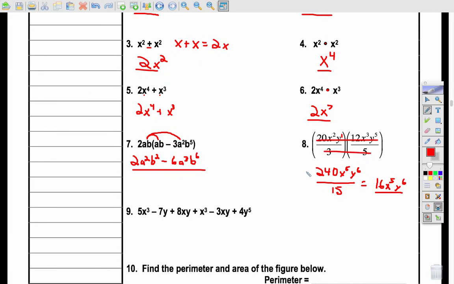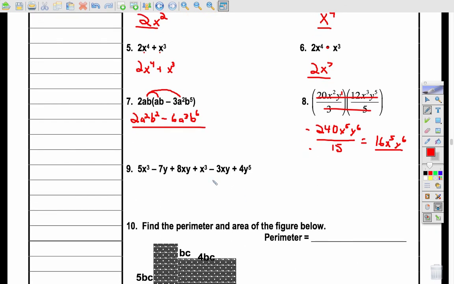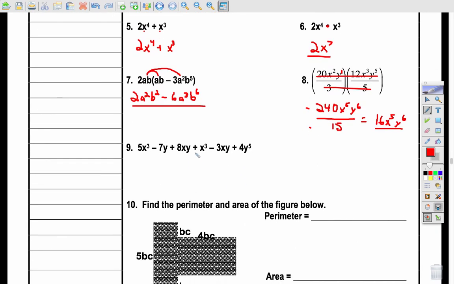Again, how we solve these with fractions? Multiplied the tops, multiplied the bottoms. So that's where I got the top, I got the bottom, and then I simplified. 240 divided by 15 is 16. Got our answer. Okay, number 9. Now we got a bunch of different stuff going on here. This is the last one we're going to do on this video. We'll do number 10 on Monday.